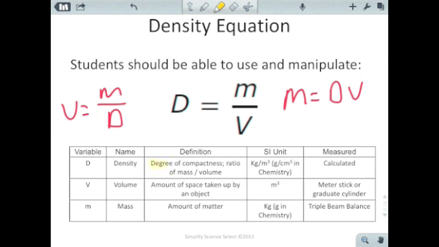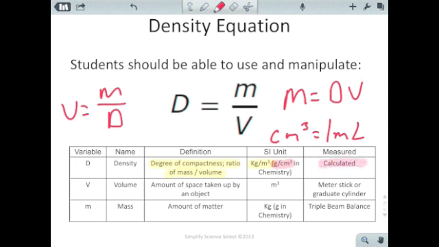Things that we need to know about it. Density is the degree of compactness, or the ratio of the mass to volume. That's the definition of it. The SI unit is actually kilograms per meter cubed. But in chemistry, the unit we'll always use is grams per cubic centimeter. One thing I'll point out here is that cm3, a cubic centimeter, also equals 1 milliliter. That's why we use a graduated cylinder to find the volume. When we want to find density, it's always going to be calculated.